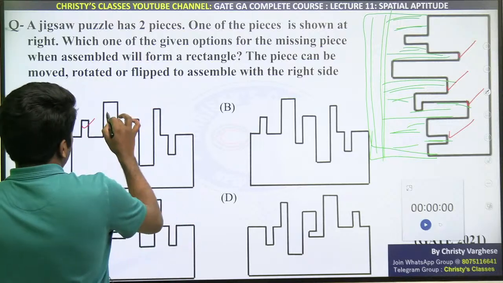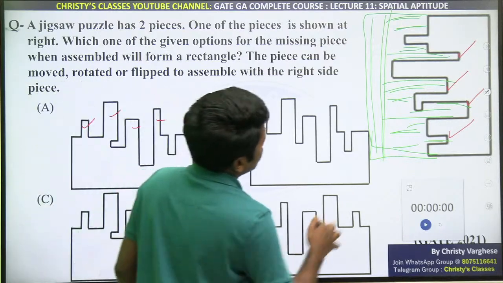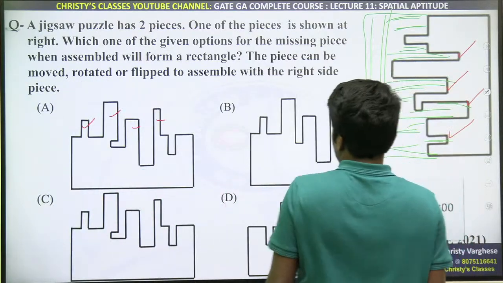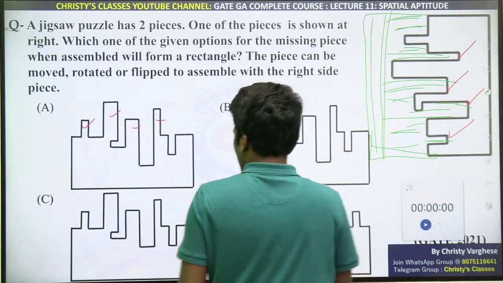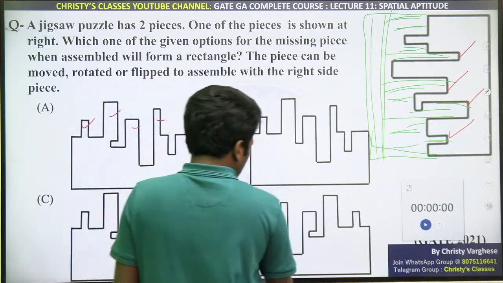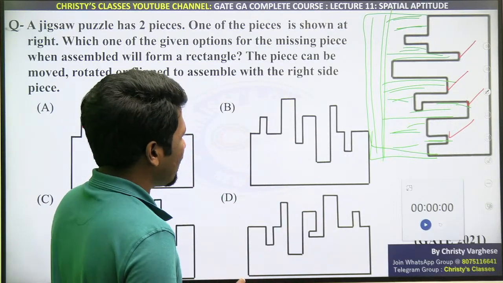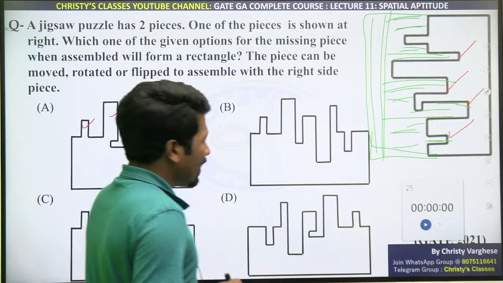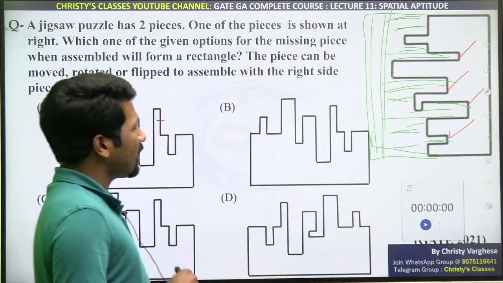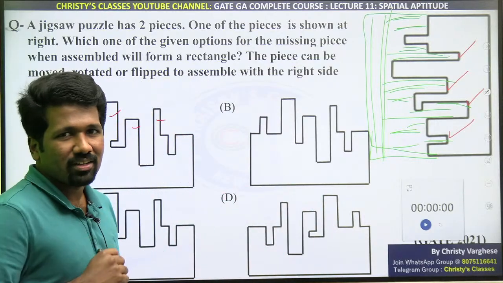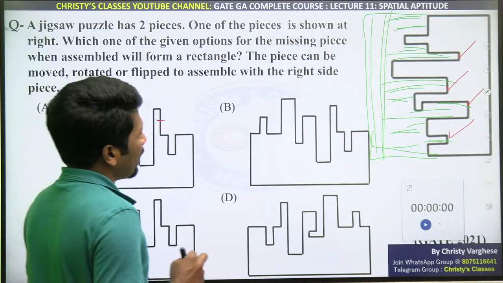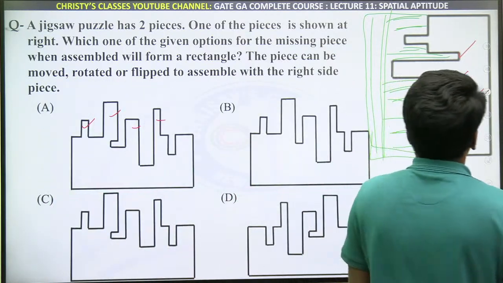So, 1 hill, 2 hill, 3 hill, 4 hill is okay in all options. So, all are matching with the hills. But there comes the problem. It is a hill, but the height of the hill is different. That you need to analyze properly.